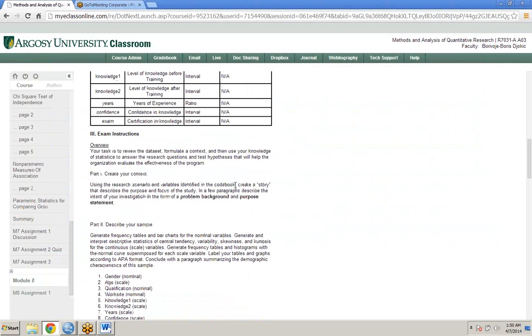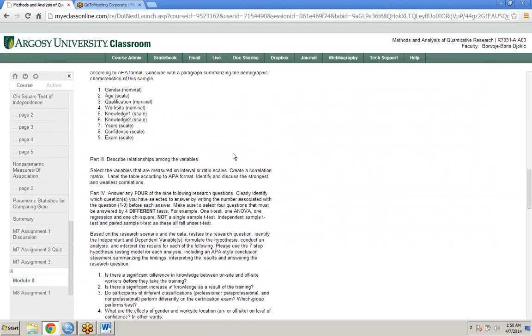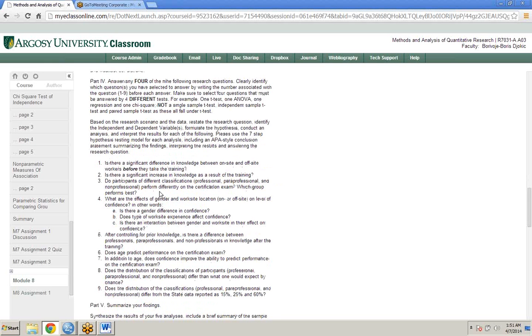Now, describe your sample. Describe relationships among the variables. Now, part 4 is asking you to answer 4 of the 9 following research questions. Please be advised, we need to answer 3 questions only. 3 questions only. I will send an email before the final so you don't have to answer the 4 questions. And here are the questions that you may want to choose from.